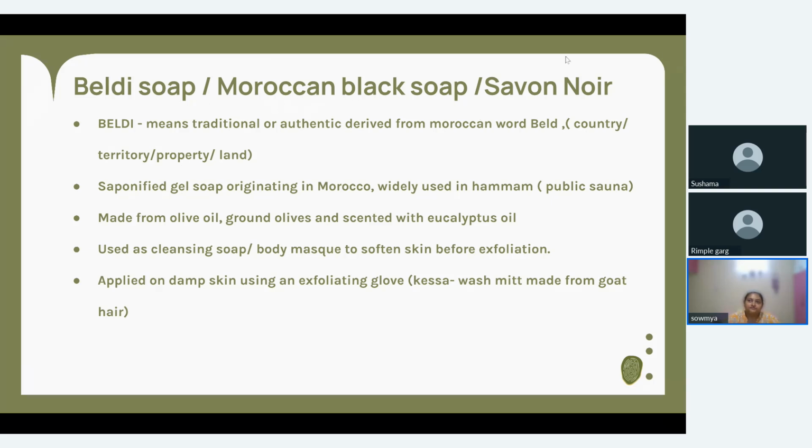And in France and other European countries, it is called Savon Noir. So Beldi is derived from the Moroccan word beld, which means country or territory or property or land. The word Beldi means it's a place. Okay, it denotes a place. And this Beldi type of soap was widely used in hammams in Turkey.